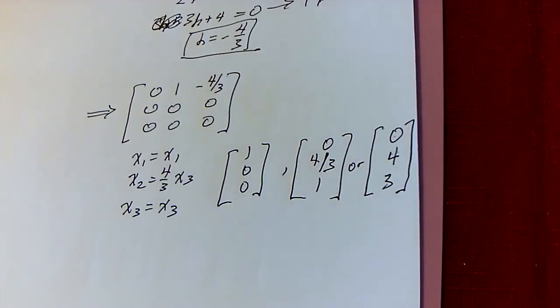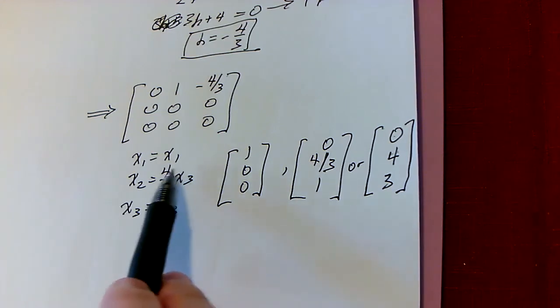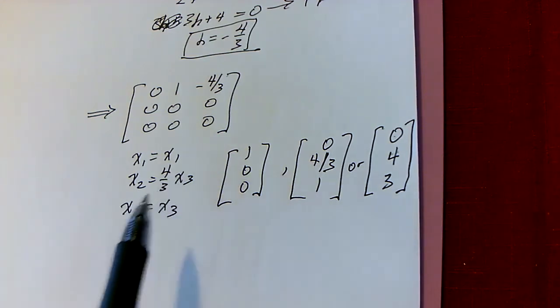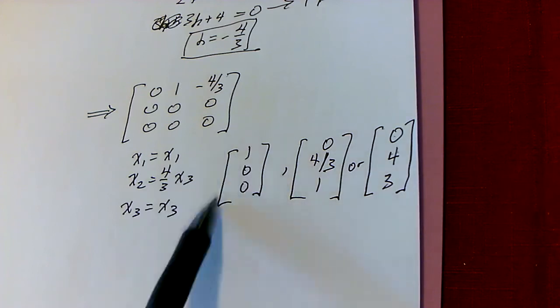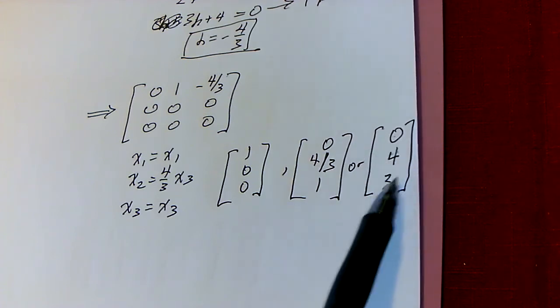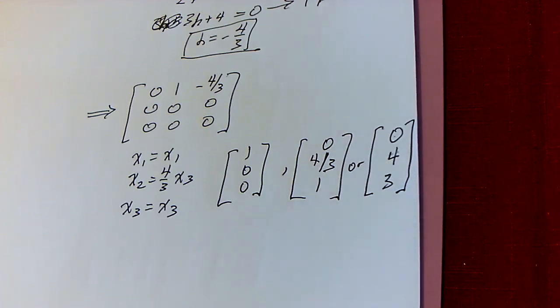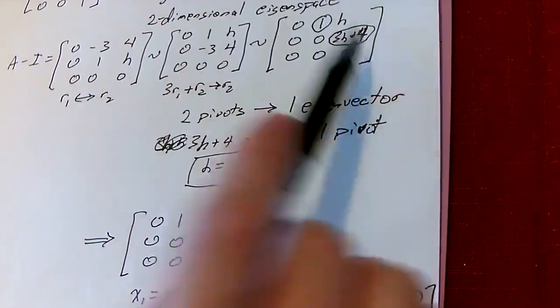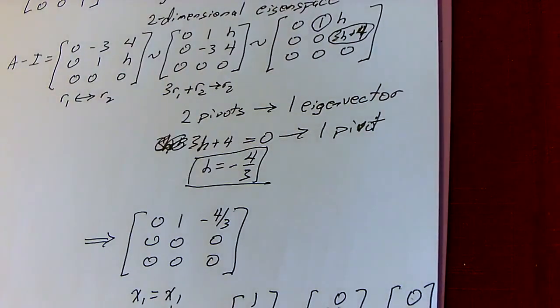Because if x3 is 3, then 4/3 times 3 would be 4. Okay, so this is an eigenvector always. You could pick either one of these. You could actually pick any multiple. You could go up to 0, 8, 6 if you wanted to. So we need that position with h in it, that possible pivot position, to be 0 in order to get that additional eigenvector in those setups.